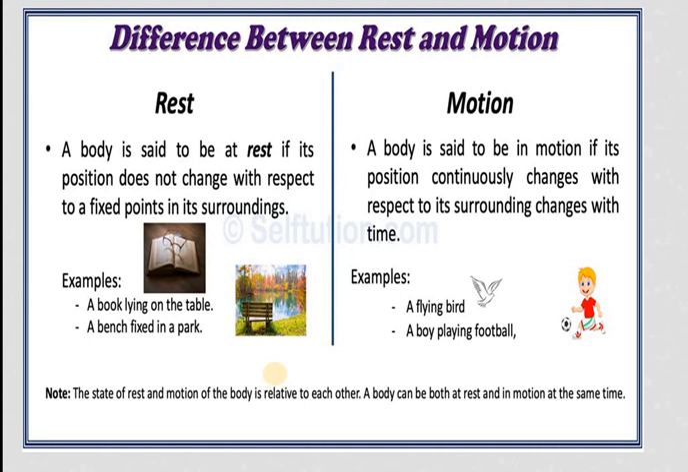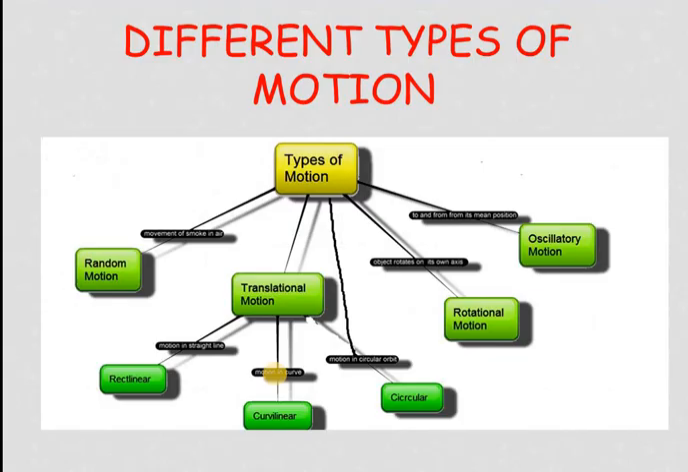Now, here I have written the difference between state of rest and state of motion. You can just go through this. Now, which are the different types of motion? Again, I think you have studied this in class 6 science. Different types of motion. So, random motion, where the particles move without any rules and regulations. A mosquito flying in air, it doesn't have any regular path, in a zigzag path it moves. So, that is random motion.